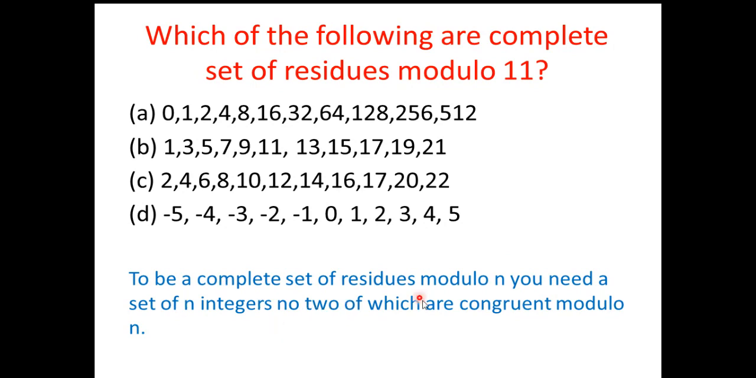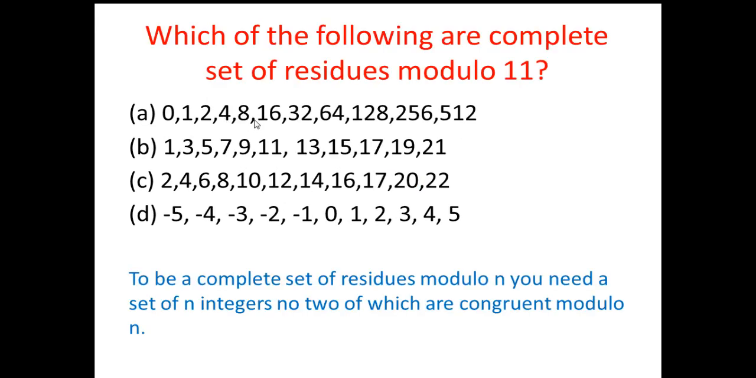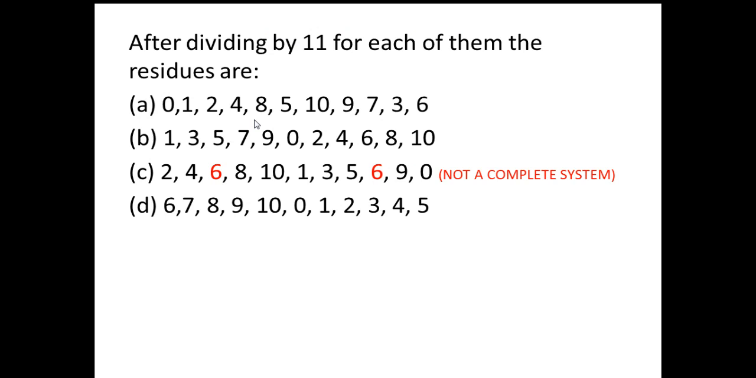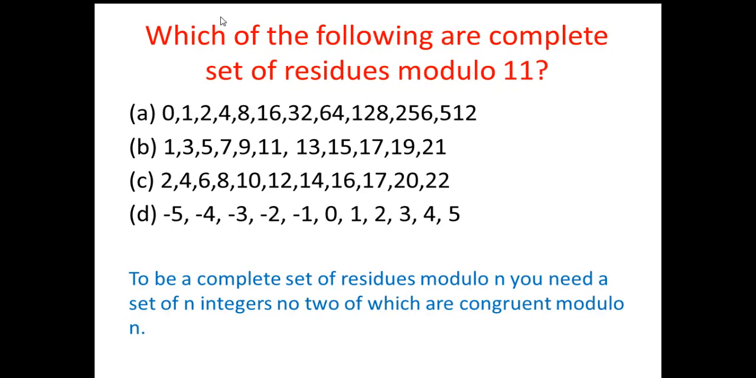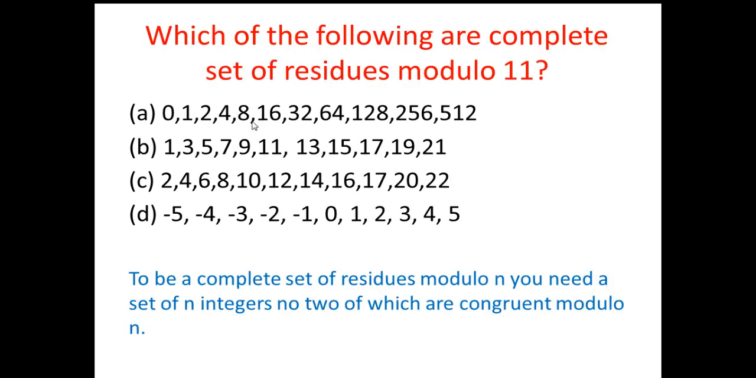To be a complete set of residues modulo n, we need a set of n integers, no two of which are congruent modulo n. This is by definition of a complete set of residues. Let us consider part A. We are finding the remainders when we divide these numbers by 11. Up to 8 there will be no change. All the numbers will be the same under modulo 11.